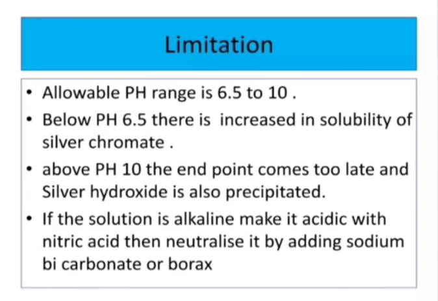Limitations. Allowable pH range is 6.5 to 10. Below pH 6.5, there is an increase in solubility of silver chromate. Above pH 10, the end point comes too late and silver hydroxide is precipitated. If the solution is alkaline, make it acidic with nitric acid, then neutralize it by adding some sodium bicarbonate or borax.